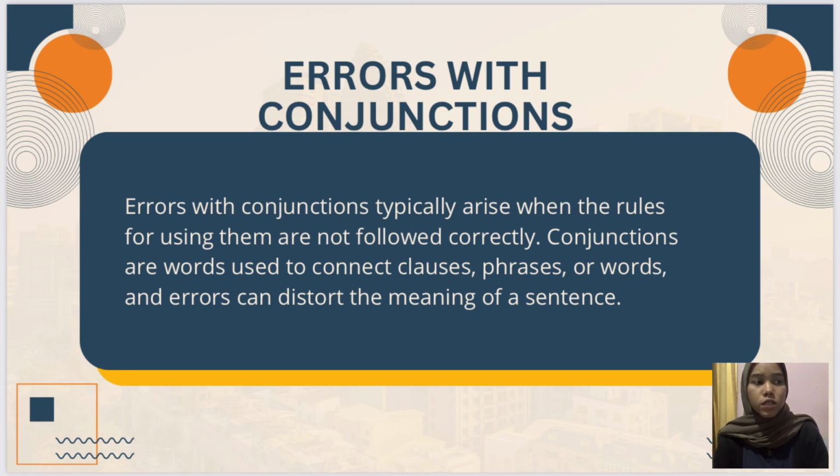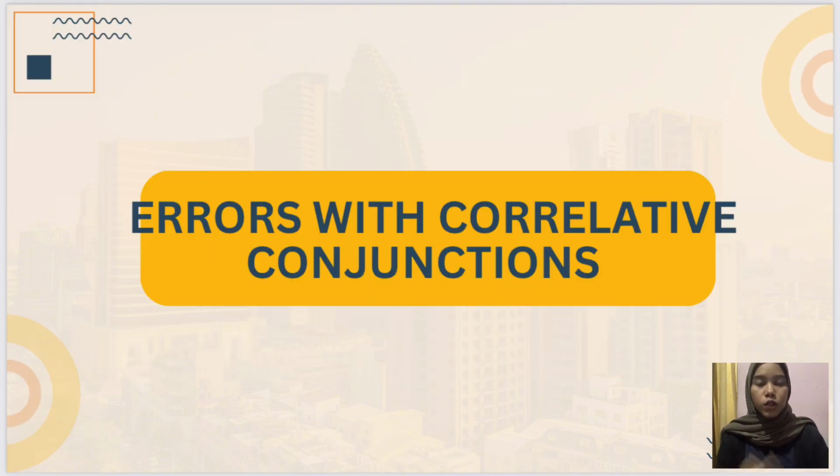So error with conjunction typically arise when the rules for using them are not followed correctly. So that's what we call as errors. Conjunctions, as we know, are words used to connect clauses, sentences, phrases, or words. And errors can distort the meaning of a sentence. And now, I'm going to explain about the errors with correlative conjunction first.